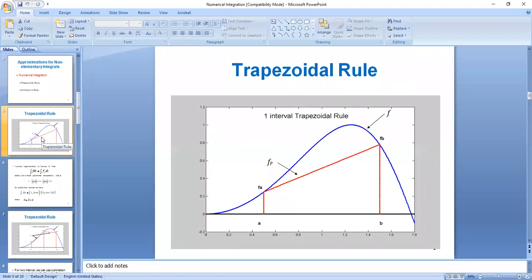What does the trapezoidal rule do? From the name of the method, if this is your curve, it approximates the area under the curve by making a trapezoid on it. You draw a trapezoid under the curve. It should not go beyond your curve. It should be within the region of the curve.